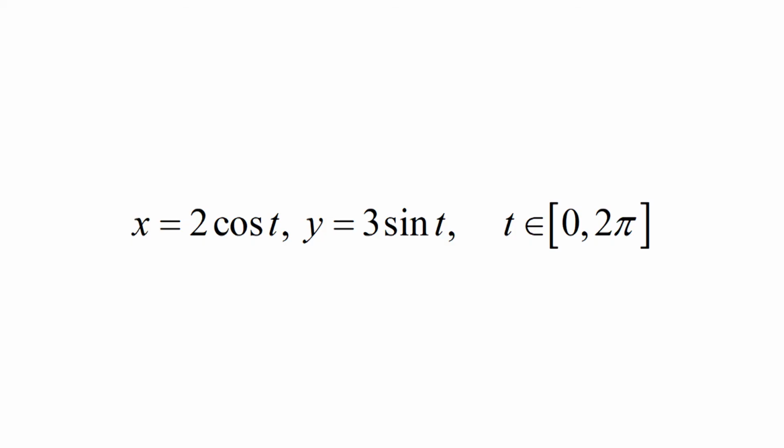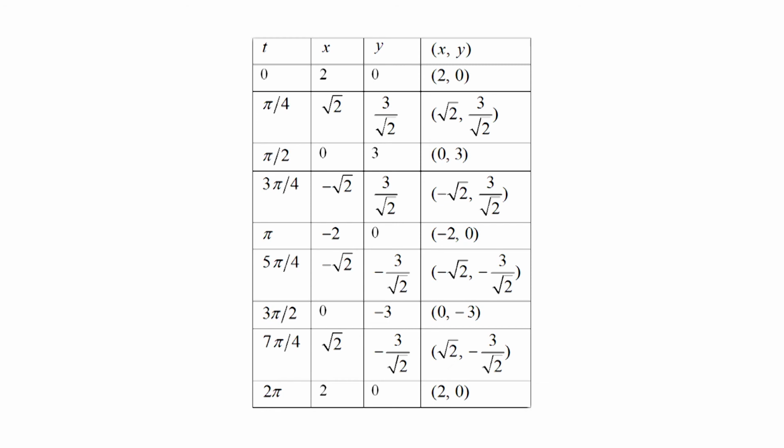As an example, we illustrate the graphing of the parameterized curve given by x = 2 cos t and y = 3 sin t, where t varies over the closed interval [0, 2π]. We plot a table showing some t values, corresponding x and y values, and the ordered pairs (x, y) as follows.